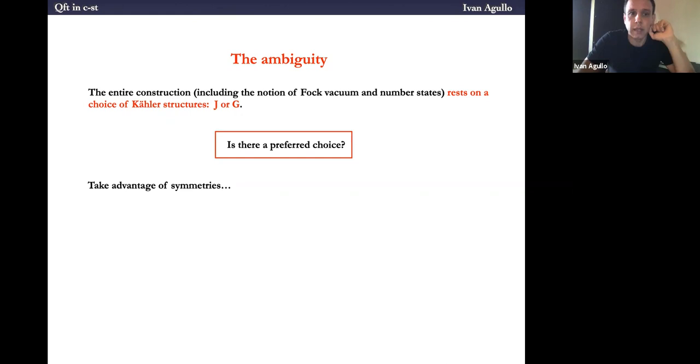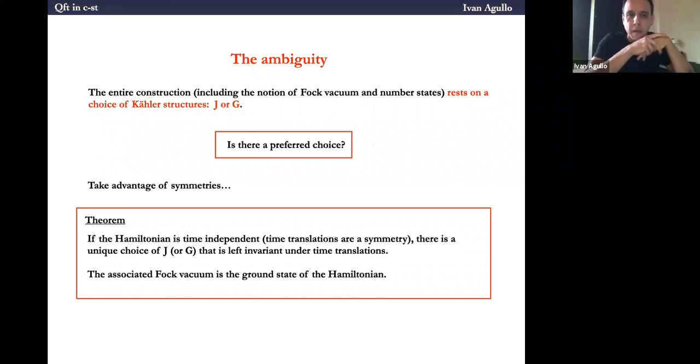Yes, if we have symmetries. As usual in physics, symmetries help a lot in making decisions. They also help here. Theorem: if the Hamiltonian is time independent, then we have a symmetry under time translations. Then there is a unique choice of J or G, complex structure or metric, that is left invariant under time translations. And that one is preferred because it respects the symmetries of our system, the main symmetry, which is time translations. We are here with quantum mechanics, so we don't have all the symmetries that we have in field theory, but we have time invariance. And then there is a preferred mathematical choice.